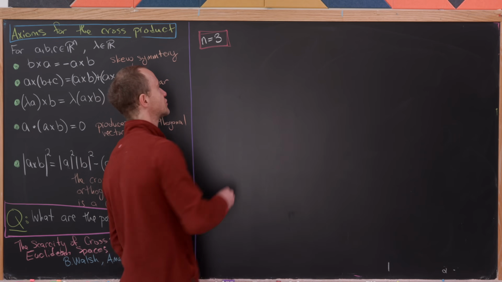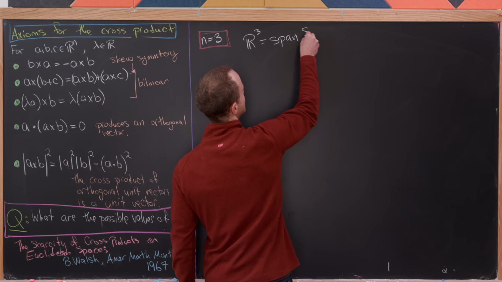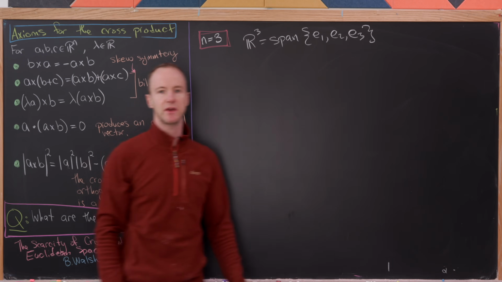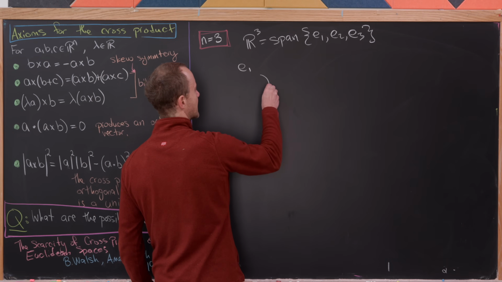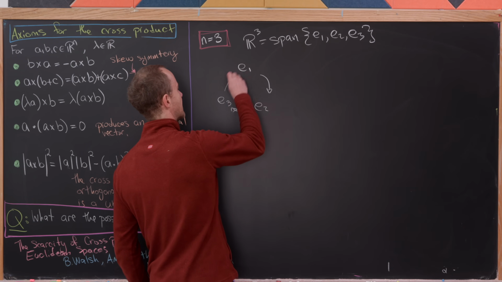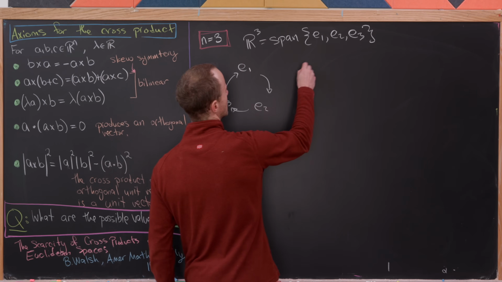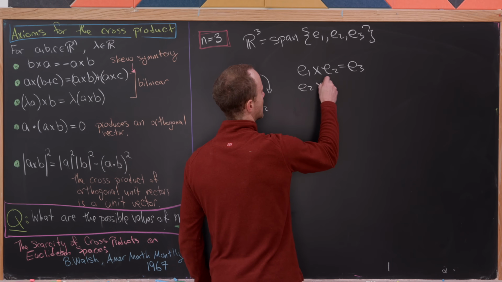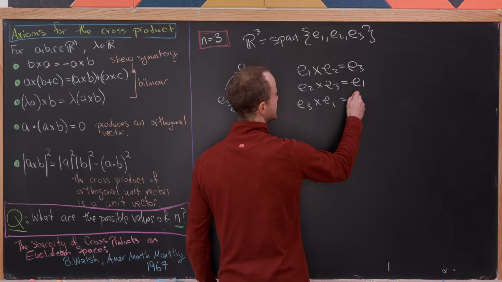Okay, so for the three-dimensional case, n equals 3, we'll take R3 to have a basis of E1, E2, and E3. So we'll take those to be mutually orthogonal unit vectors. And then, well, I'm gonna set up this little triangle or this circle, however you wanna look at it. And this is gonna be like our pictorial hint of how the cross product works here, or rule maybe. So E1 cross E2 is equal to E3, E2 cross E3 is equal to E1, and then E3 cross E1 is equal to E2.